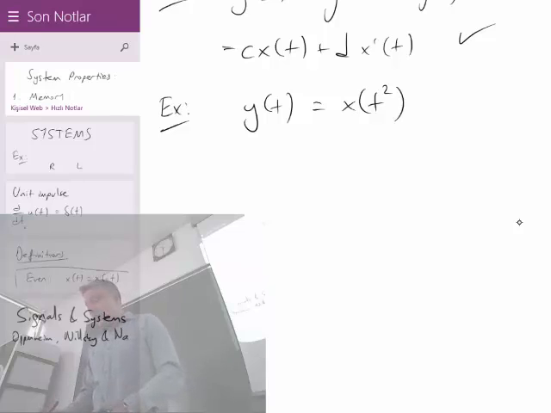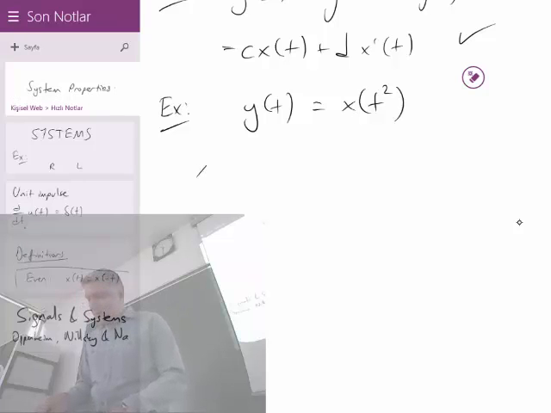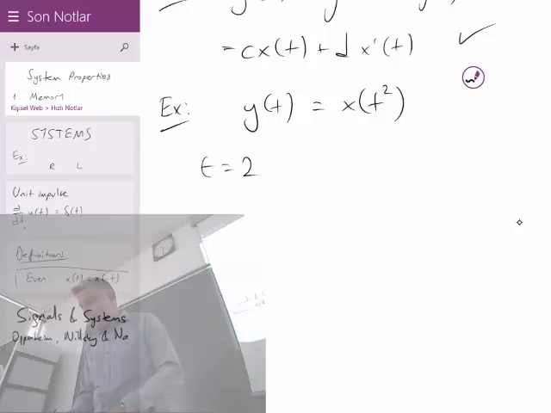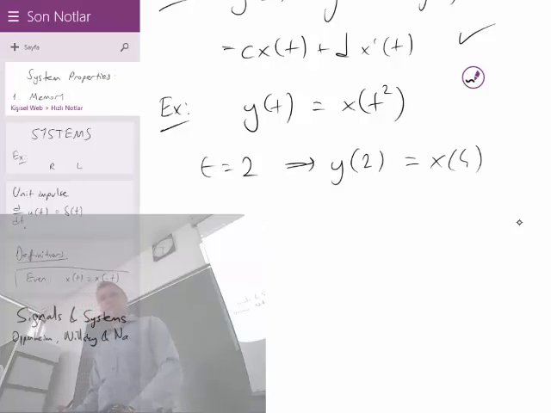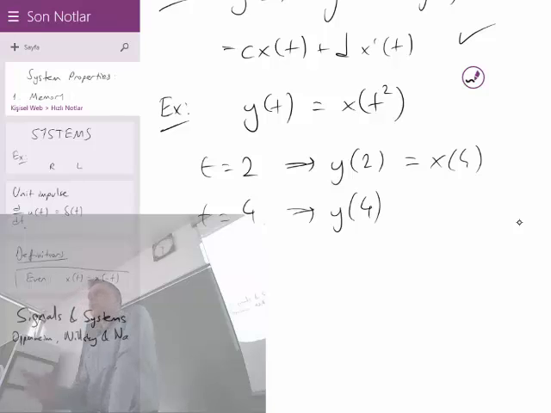Suppose you have x of 2, at t is equal to 2, y of 2 is equal to x of 4, isn't it? Now let's take a look at t is equal to 4. At t is equal to 4, how much shift does it correspond to? It corresponds to a shift of 2. 2 plus 2 is 4. So we are now evaluating y of 4. How much shift does it correspond to in the input?